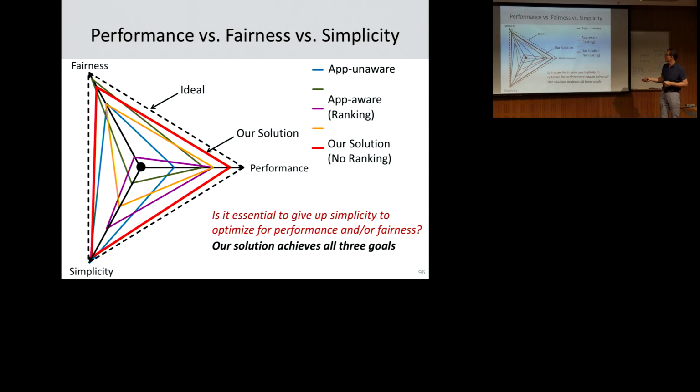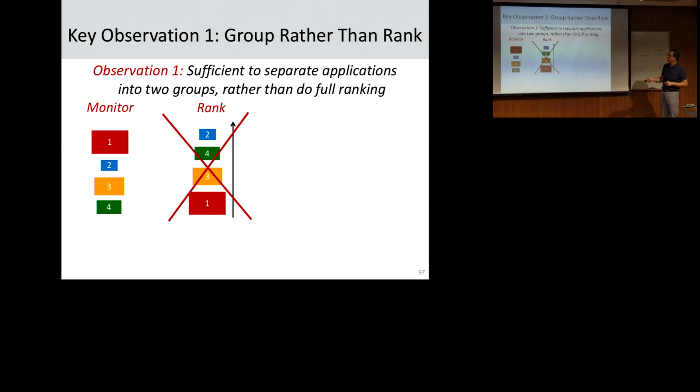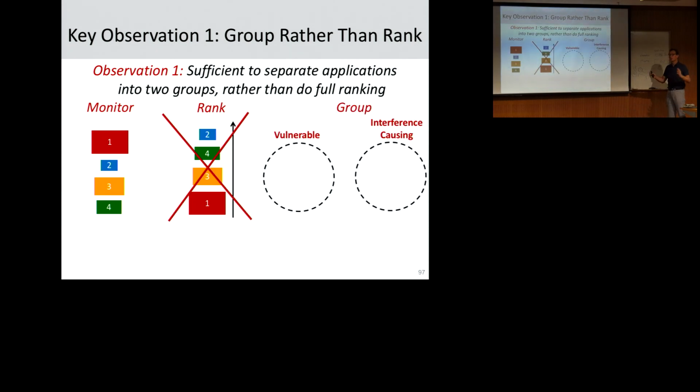And the solution that I'm going to describe is something that gets here. Well, of course, this depends on the workloads and tuning again. But it's actually very close to the simplicity of FRFCFS. And the observations are twofold, basically. We don't want to do ranking, but we want to do grouping. And what does that mean? As opposed to monitoring and ranking, we want to somehow form two groups, or two ranks, if you will, as opposed to full ranking. And we want to classify applications very quickly into vulnerable and interference causing.